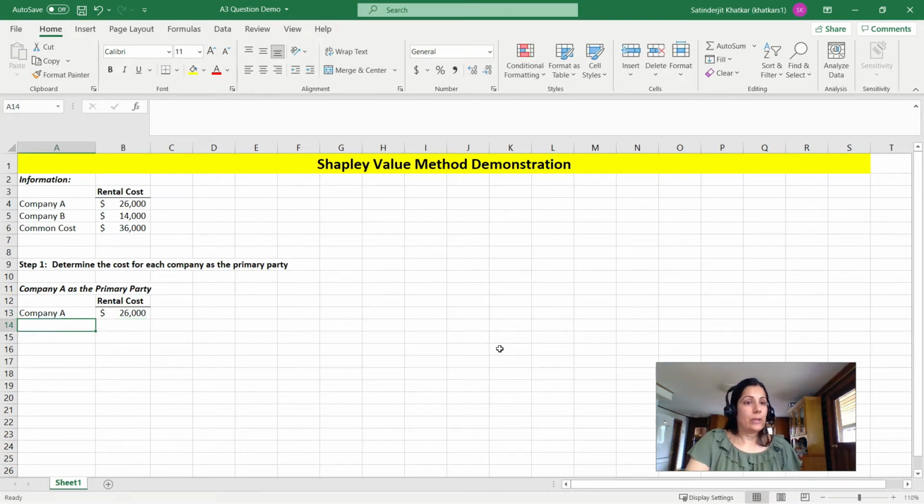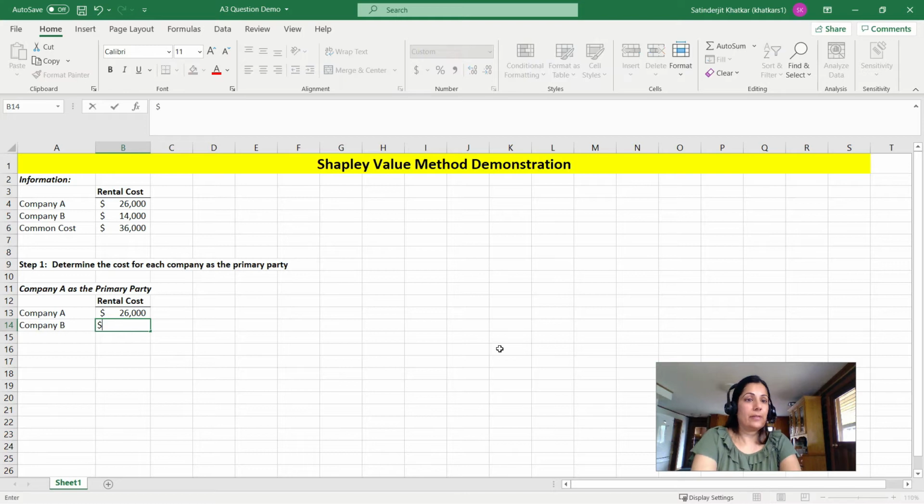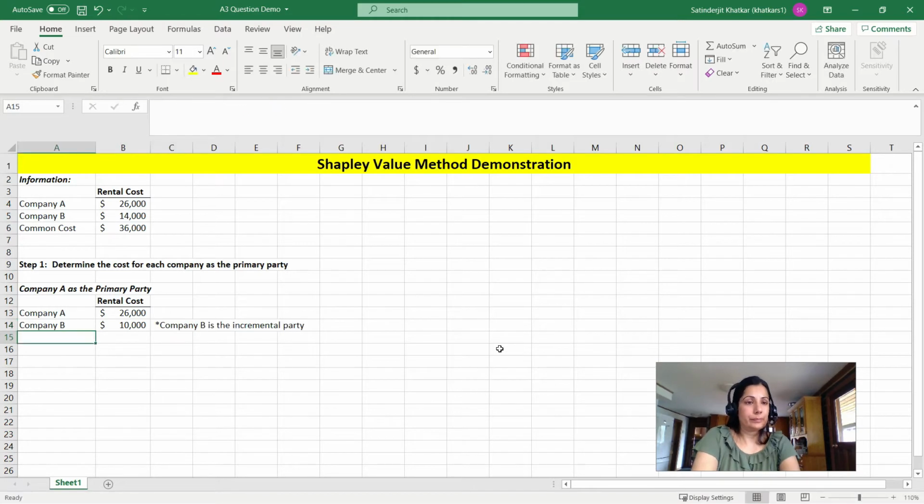Therefore, Company B is considered the incremental party, and they're going to pay the difference. If the common cost is $36,000, Company B will pay the difference of $10,000. So in this case, Company B is the incremental party. And your total cost should always equal the common cost of $36,000.